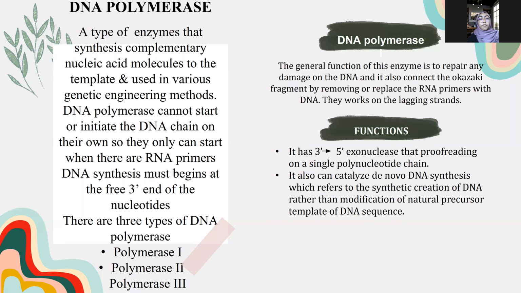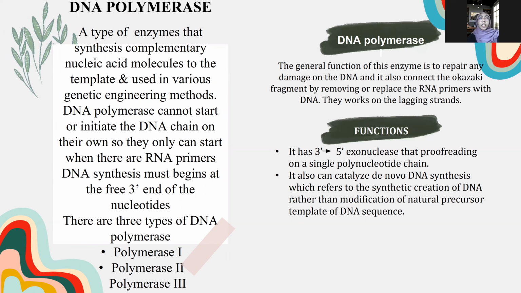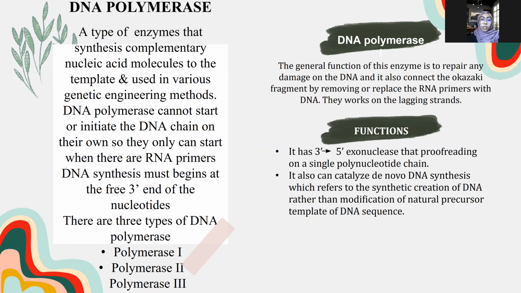And the first one is the DNA polymerase. DNA polymerase is a group of enzymes that synthesize complementary nucleic acid molecules to the template. What I mean by a group is there's actually 3 DNA polymerases that are used in DNA replication that we learned in the previous chapter: DNA polymerase 1, DNA polymerase 2, and DNA polymerase 3.